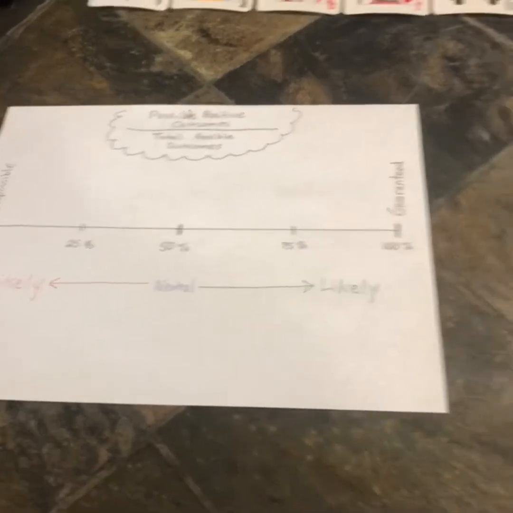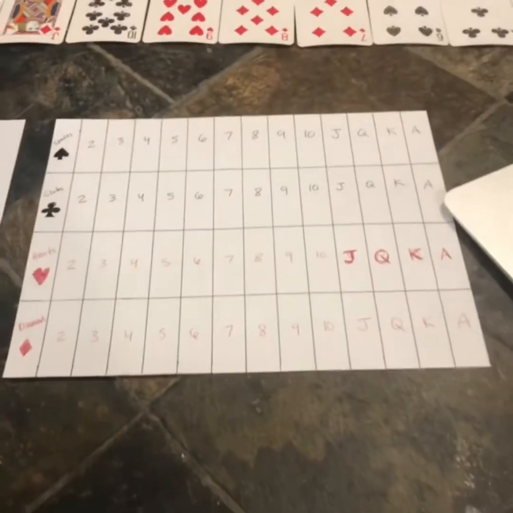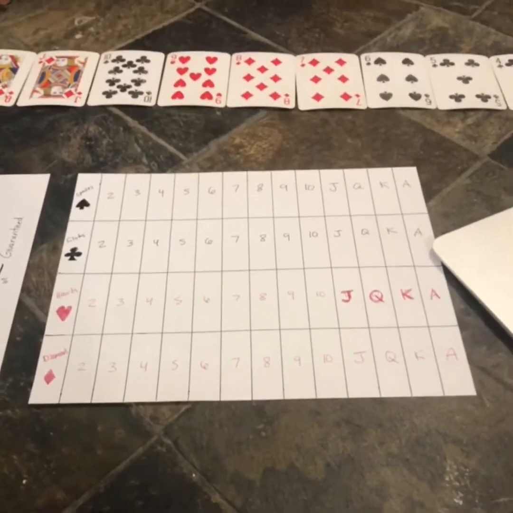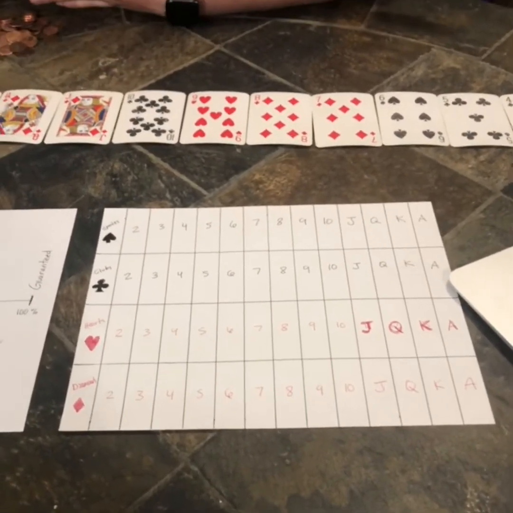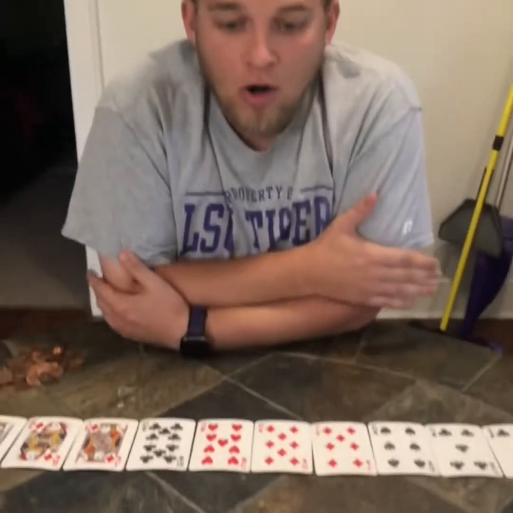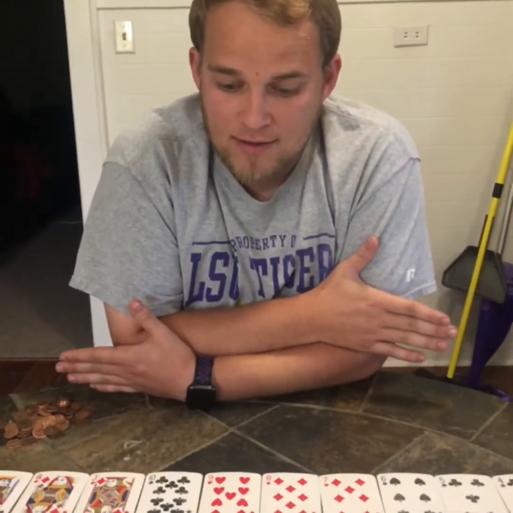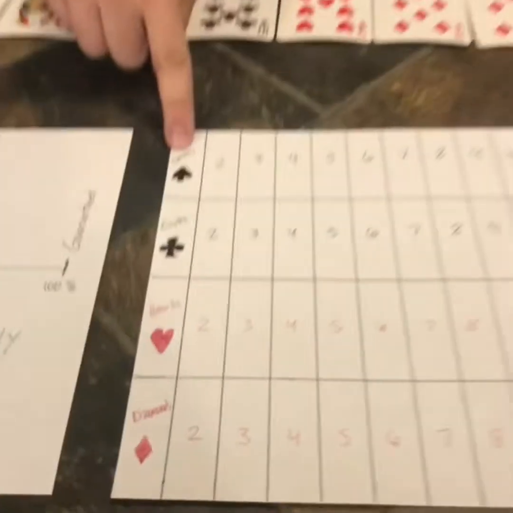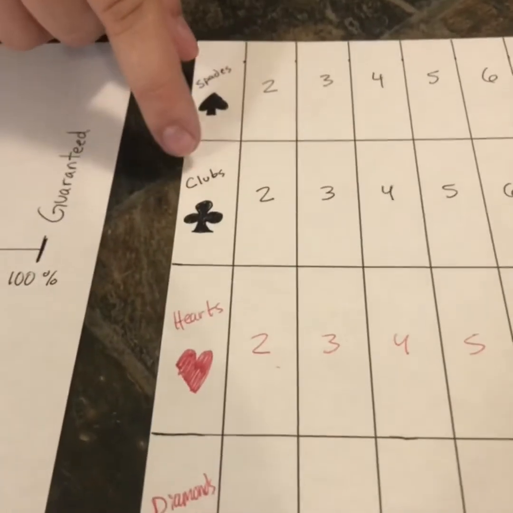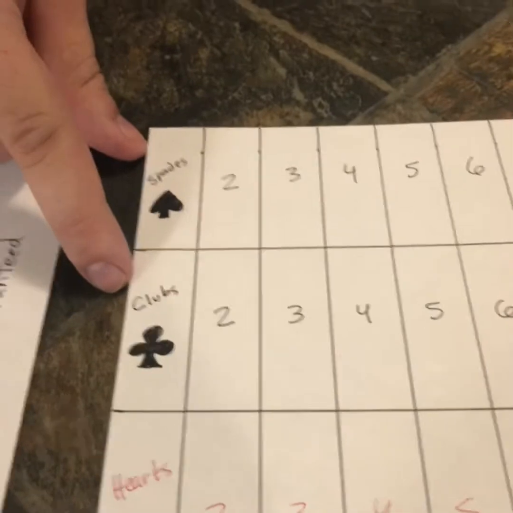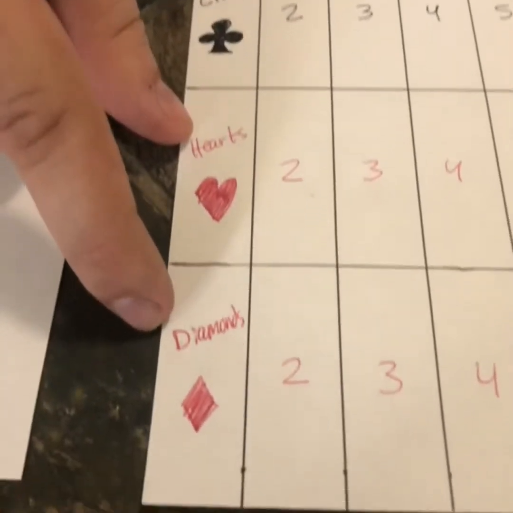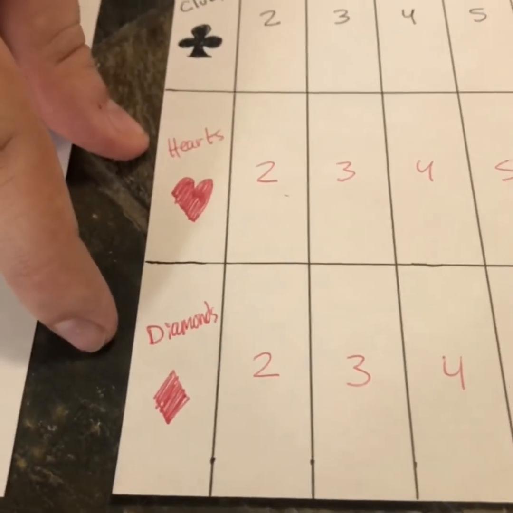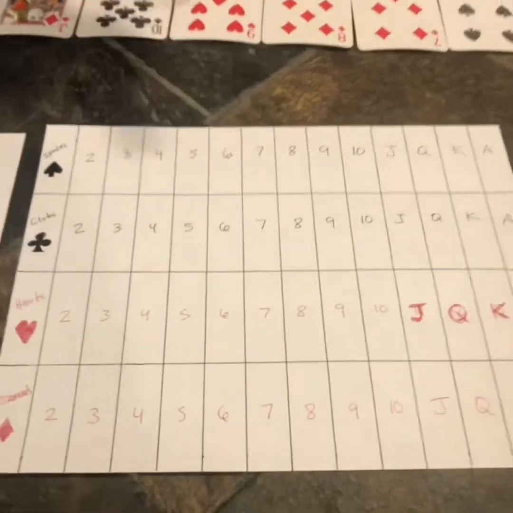Next, we need to talk about how a deck of cards is broken down. So, in a standard deck of cards, there are 52 cards. There are 4 suits. We have spades and clubs, and these are always going to be black. And then we have hearts and diamonds, and these are always going to be red. There's 13 cards in each of these 4 suits.